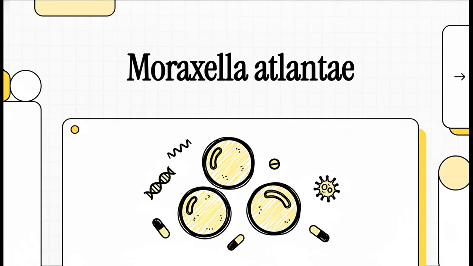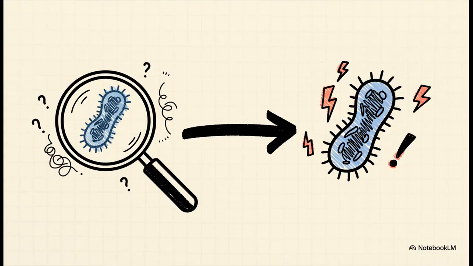Welcome to The Explainer. Today, we're diving deep into an organism that's really started to move from the sidelines right into the clinical spotlight, Moraxella atlantae. This bacterium's story is just a perfect example of how modern technology is completely reshaping our understanding of opportunistic pathogens.